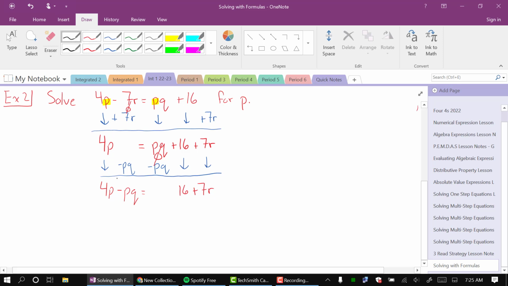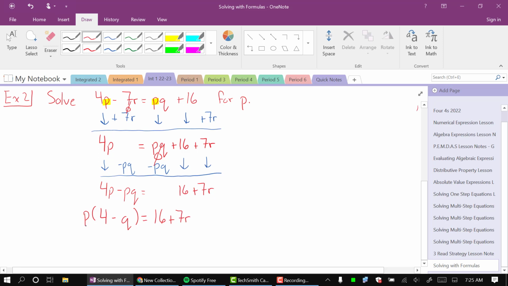When we have numbers that we're multiplying together and we want to see what's common, we factor out that common number. So I'm going to pull the p out of both terms, or factor the p out. So p comes in front. 4p divided by p is just 4. pq divided by p is just q. And then on the right, I didn't do anything, so it's going to be 16 plus 7r.